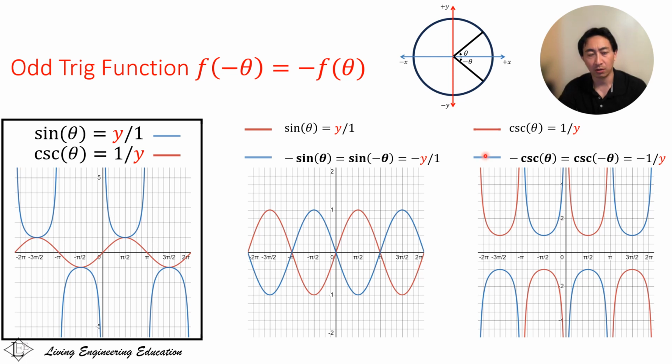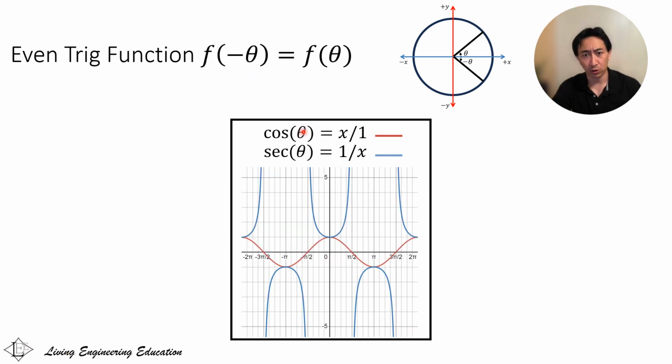So the trig identities would be recognizing that sine and cosecant are odd trig functions. Now you can simplify things: just remember what sine is, and intuitively you would know that cosecant is too because it's the reciprocal. Okay, so let's take a look at cosine and secant.